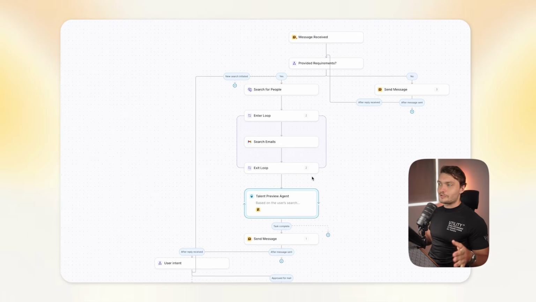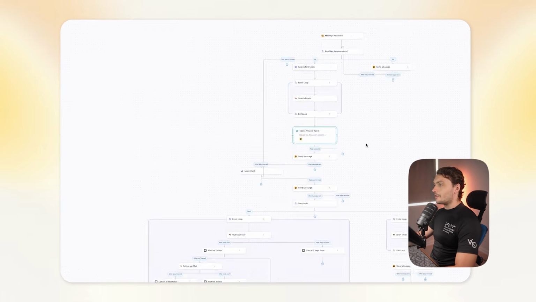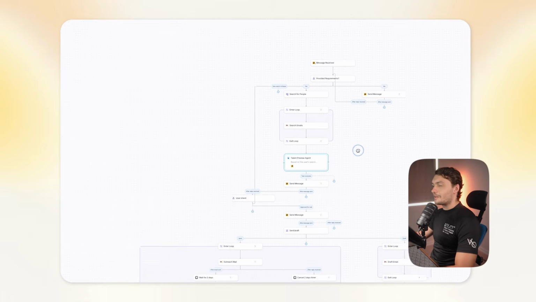Next up, we've got a chunky automation, but a very valuable one if you want to scale your business fast. And that is the recruiting agent. We can build an AI agent that automatically recruits new talent for us. Now, this might look intimidating, but let me break it down as fast as I can.